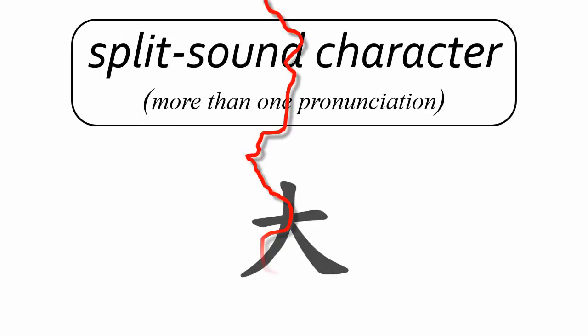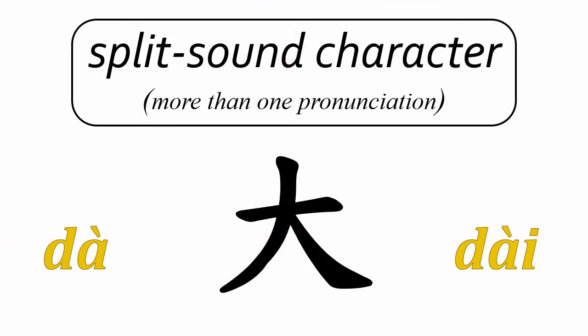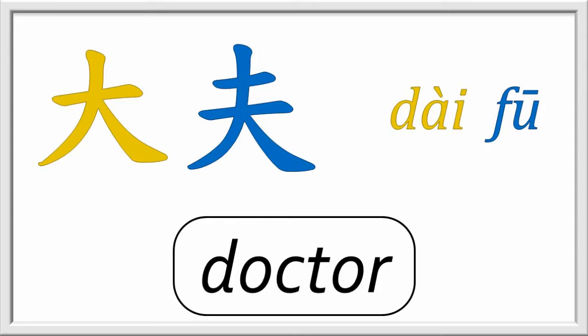And now that we've seen these two characters and their phonetic elements, we have to reclassify da from Lesson 1 as a split sound character, since it has two pronunciations, da and dai. The only expression in which you will encounter the second pronunciation, dai, is the traditional name for a medical doctor, daifu. As with 太太, daifu may be spoken with a neutral tone for the second syllable, since they're very common terms of address. 太太, daifu.